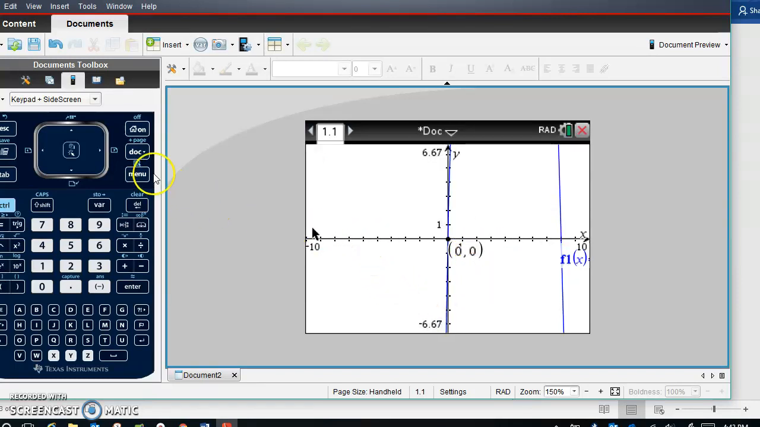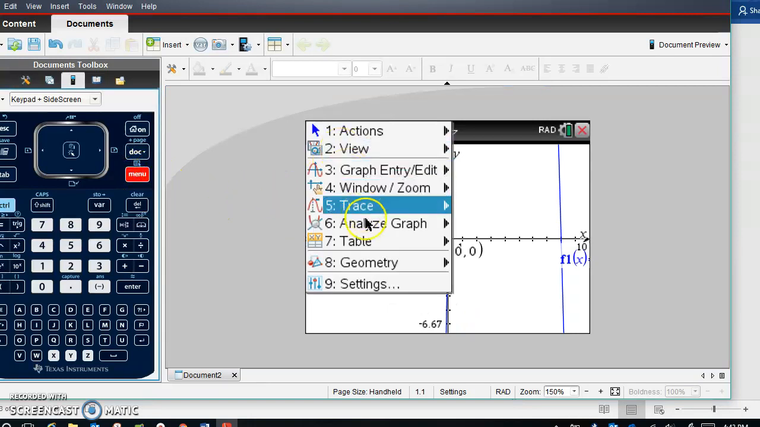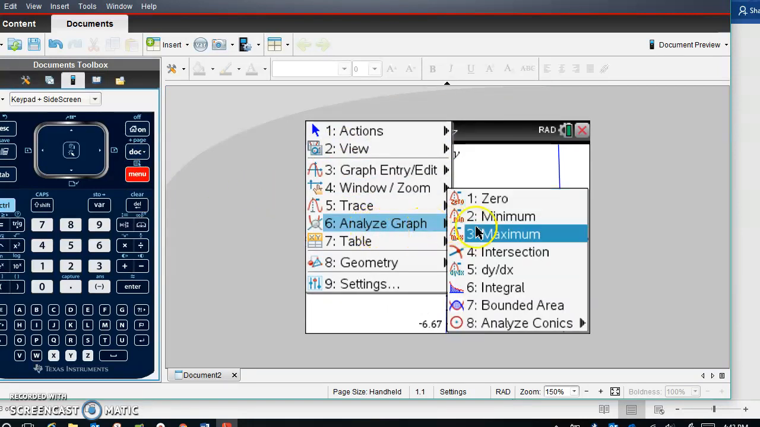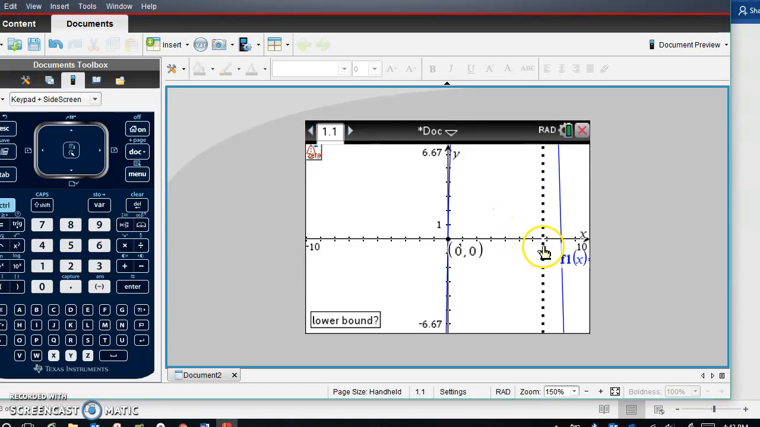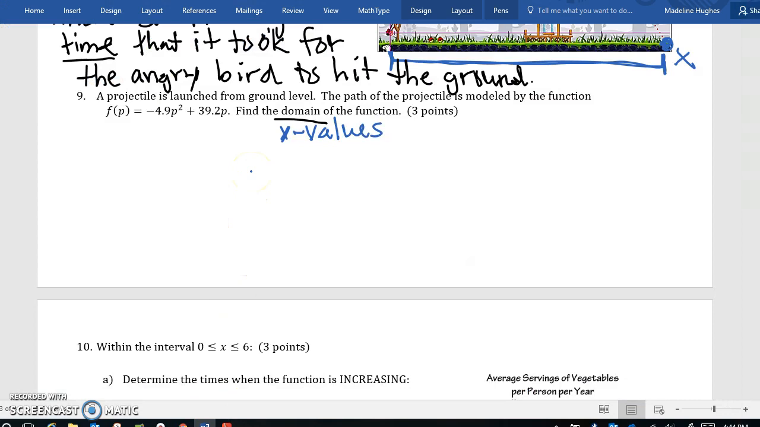0, 0. I'm going to do that again. Menu 6, analyze graph, find the other zero. So put it to the left. Here's the other zero. To the right, and that says 8, 0. Now with domain, we're looking for x values, which is the first number in both of these coordinates. So 0 to 8, that's what we care about. That is our domain. I'm going to go back, and I'm going to write from 0 to 8.